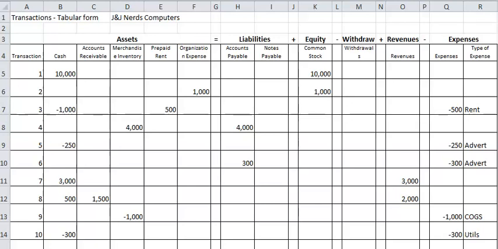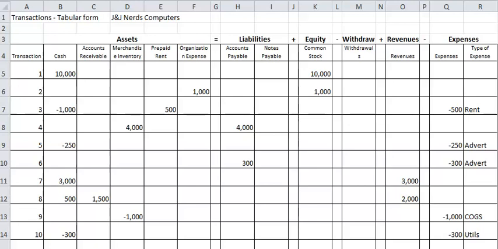Hi, everybody. We are looking at a problem that I made up about the first month of a company starting. This is J&J Nerds Computers. You've got the narrative on a sheet of paper, and I'm going to show you how it's done both in this column, the tabular form, and also the journal entries.